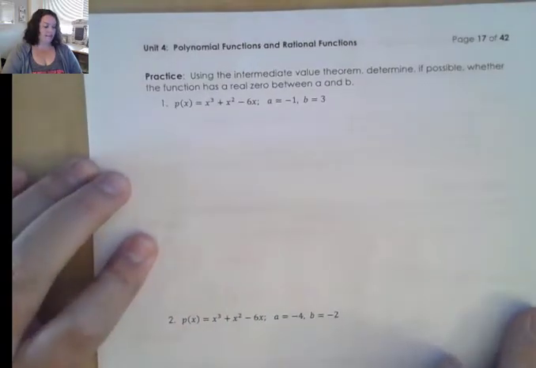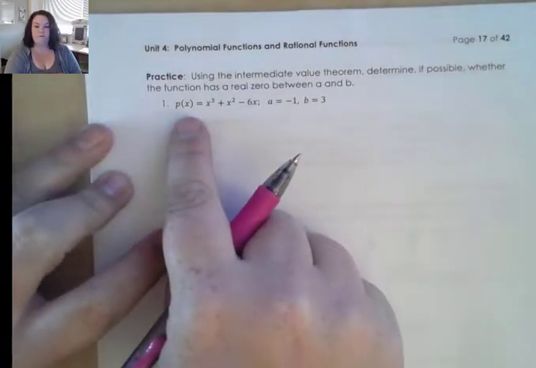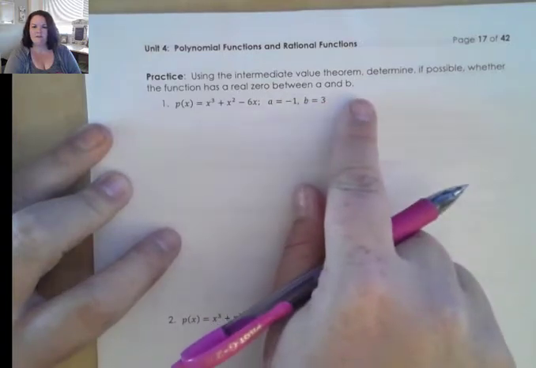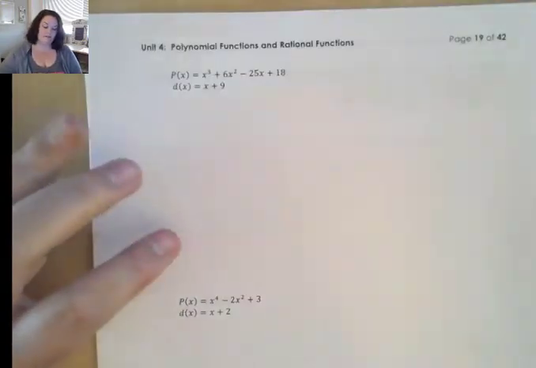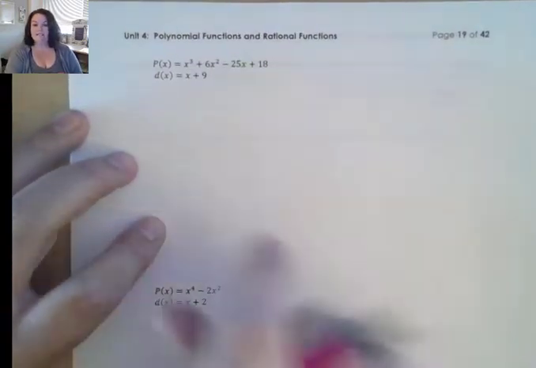So this one says, excuse me, using the intermediate value... oh, that's not the right page. Let's look at this page.